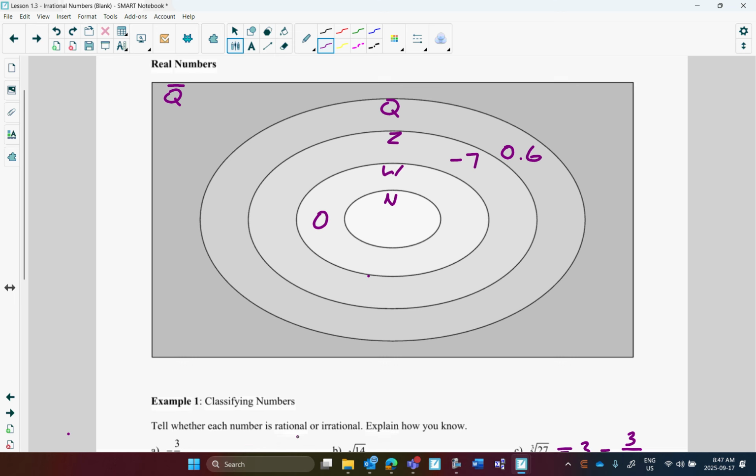Where would I put the square root of 9? Careful with this one. Q. What is the square root of 9? Oh, come on. It's 3. And isn't that a counting number? So it's down, it's way down in here. Oh, sorry, I said square root of 9.